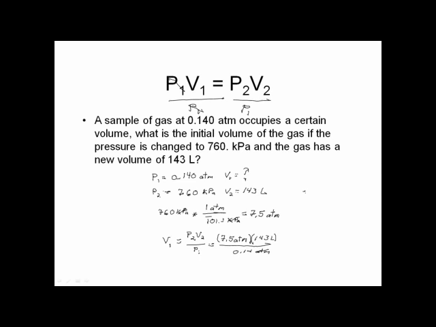We see that these pressure units canceled because we converted them to the same unit, and to 3 significant figures we are left with 7,660 liters, which is quite a bit higher. So our volume did decrease as anticipated, and that is Boyle's Law.